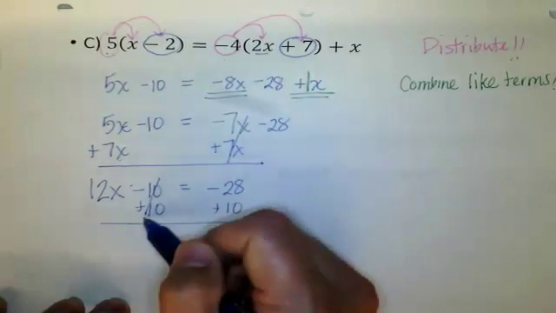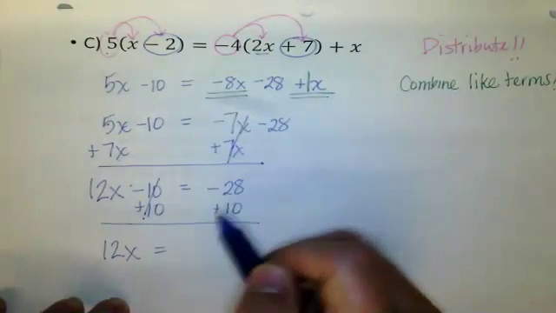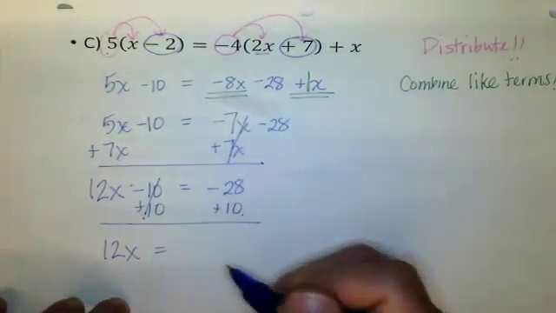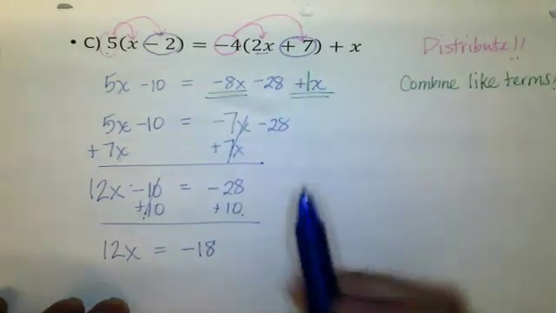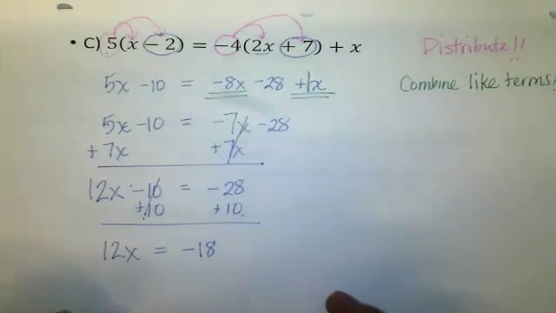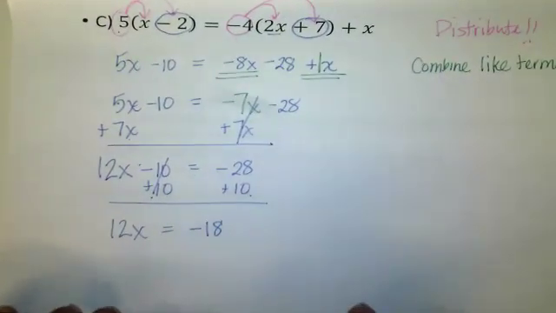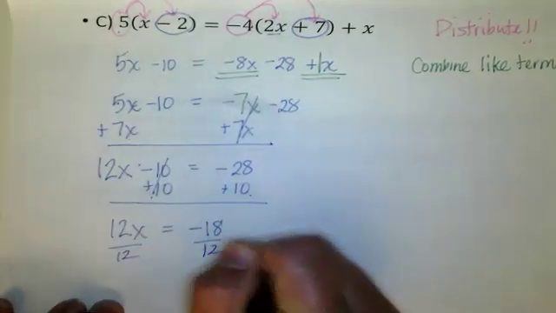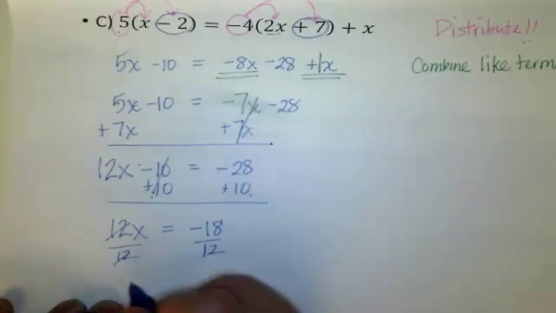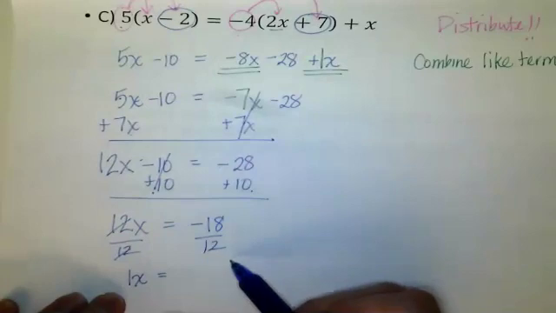So negative 10 and positive 10 adds to be 0. Negative 28 plus 10 is what? Negative 18. Yeah. 28 negatives and 10 positives. The negatives are going to win by 18 people. All right, and the last step, divide by 12. Divide by 12. 12 divided by 12 is a 1x, which is what we want. And this is a lovely fraction, but we need to reduce.